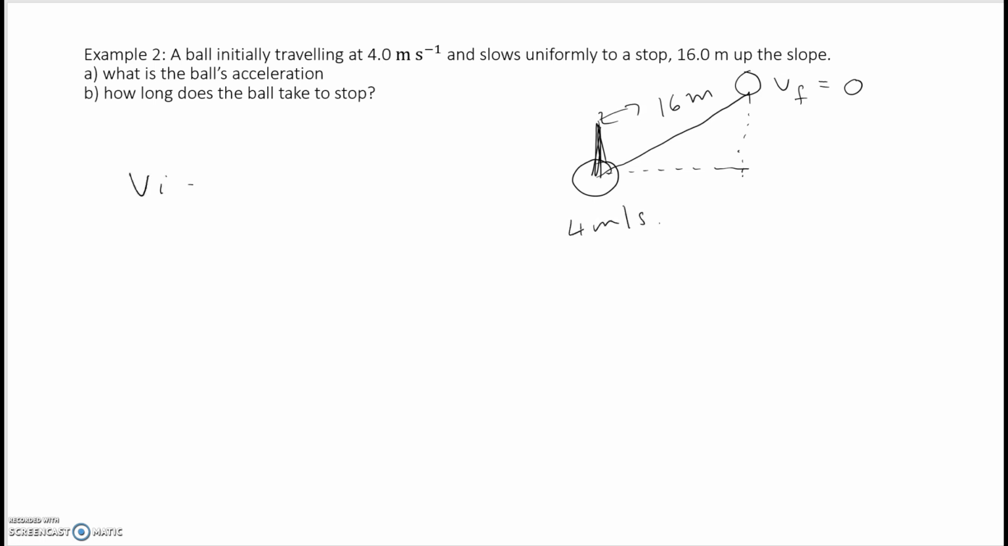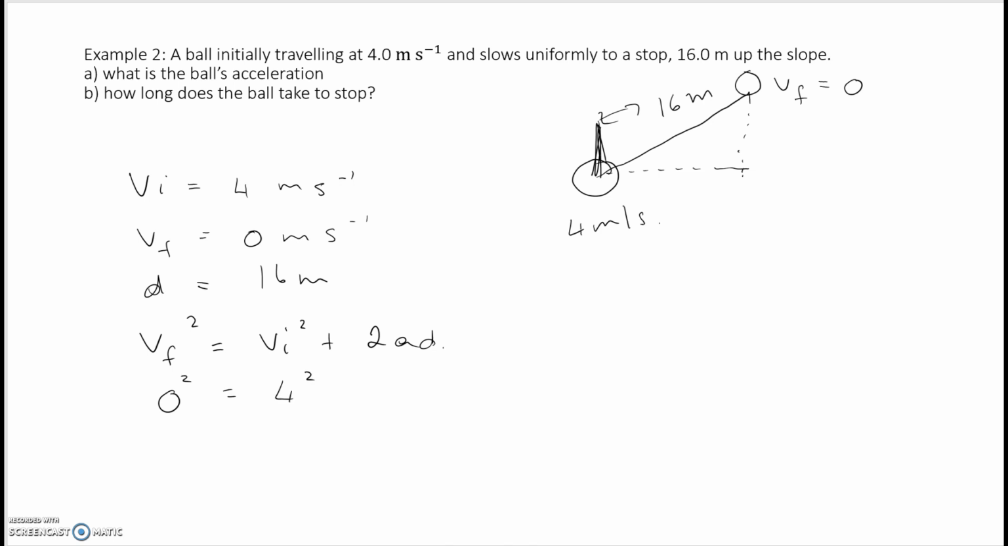Let's see what we've got. We've got the initial velocity as 4 meters per second. We've got the final velocity as 0 because it's stopped. We've got the distance equals 16 meters. Now we're going to use this version: the final velocity squared is equal to the initial velocity squared plus 2ad. We know the final velocity is 0. The initial velocity is 4, plus 2 times the acceleration, which we don't know, times the distance, which is 16.